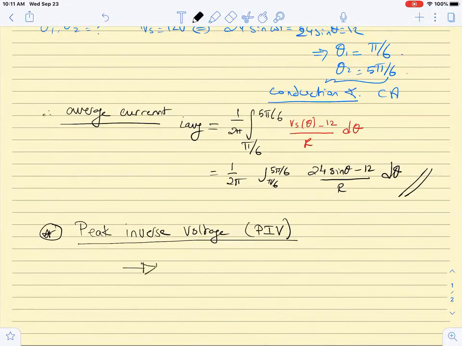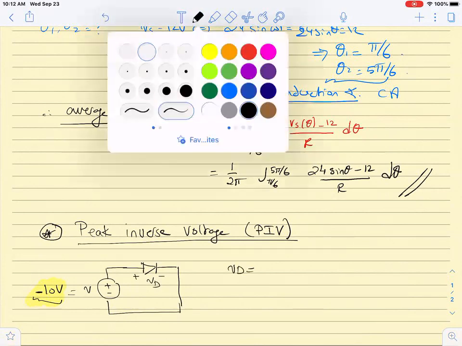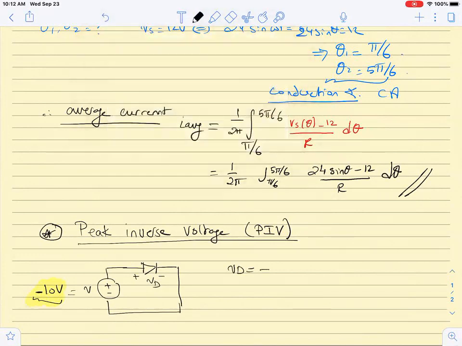When I have a diode D, and if it is operating in the reverse mode, let us say this is my voltage, and this voltage takes the value minus 10 volts, so it is negative. Then what is the voltage across the diode? What is V diode in this case? It is minus 10 volts, right? So the voltage across the diode is minus 10 volts. Excellent. But if this voltage keeps dropping, let's say to minus 30 volts, the diode voltage is going to drop to minus 30 volts.